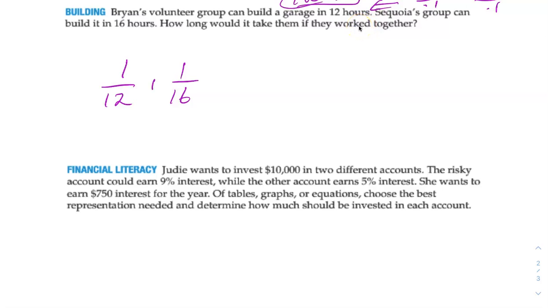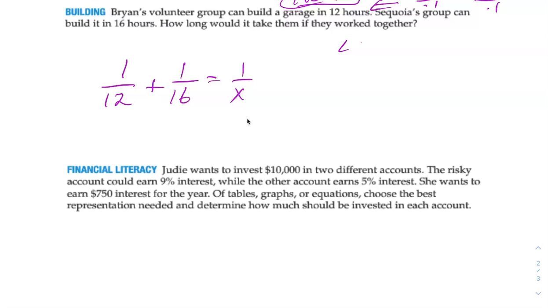Well, working together, you just add them up, and it equals 1 over x. Right? So since they're working together, you add them up, and then what's the rate together? So 1 over x. So you could build 1 garage in 12 hours, 1 garage in 16 hours. If they work together, it's 1 garage in how many hours? So that's the equation. Then we solve like we always solve it.